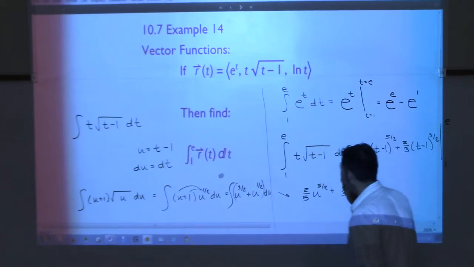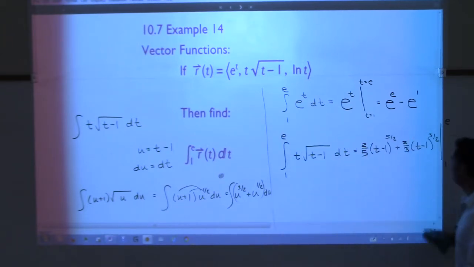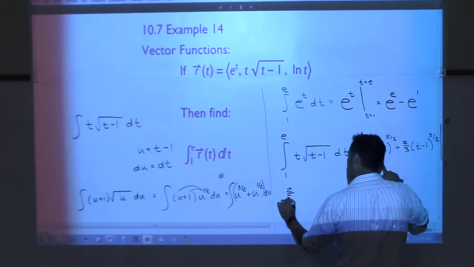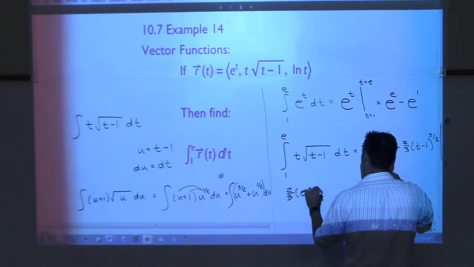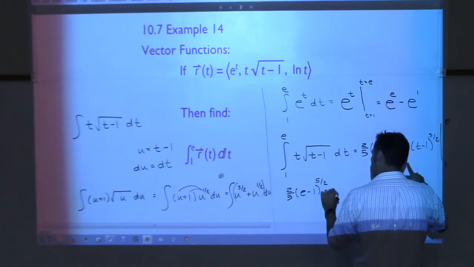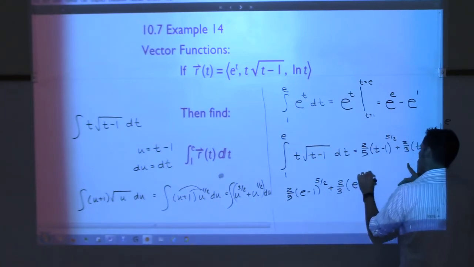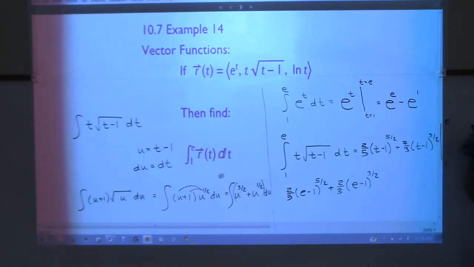All right, keep going here. Let's plug in. When I plug in e, it's just going to be some ugly stuff here. It's going to be 2/5 (e minus 1) to the 5 halves. I'm not going to get my calculator out. I'm just going to leave it like that. Plus 2/3 (e minus 1) to the 3 halves, right? That's what I get when I plug in e.